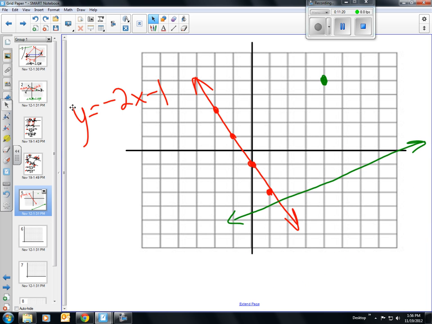It's going to pass through at a 90-degree angle somewhere along this line. But we're also told that this green line, not only has to be perpendicular, but it has to pass through the point 4, 5, which is already on the graph here. So let's go ahead and put that there.